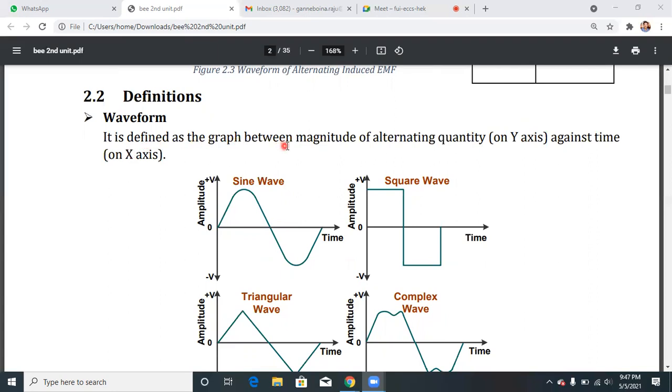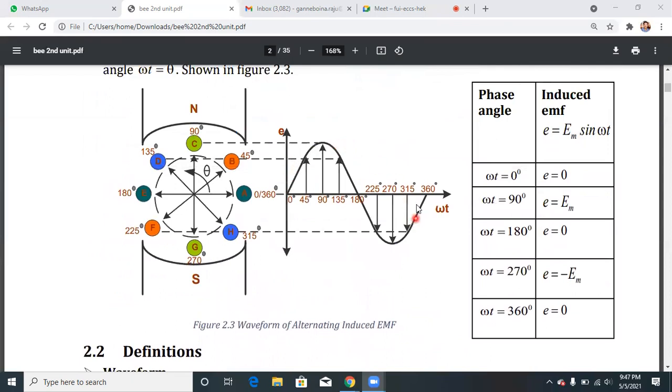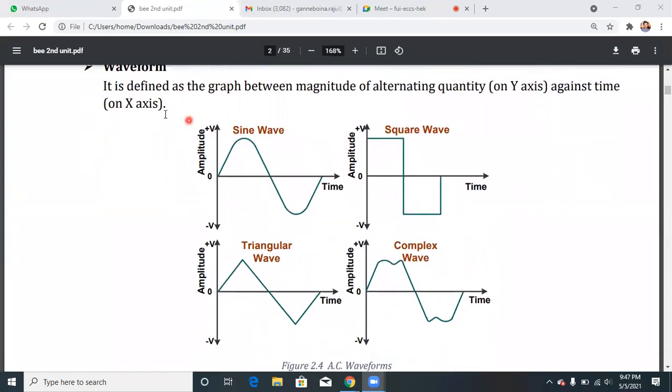A waveform is defined as the graph between the magnitude of an alternating quantity on the y-axis against time on the x-axis. The alternating quantity here is called voltage, on the y-axis, and time is on the x-axis. This is called a sine waveform.